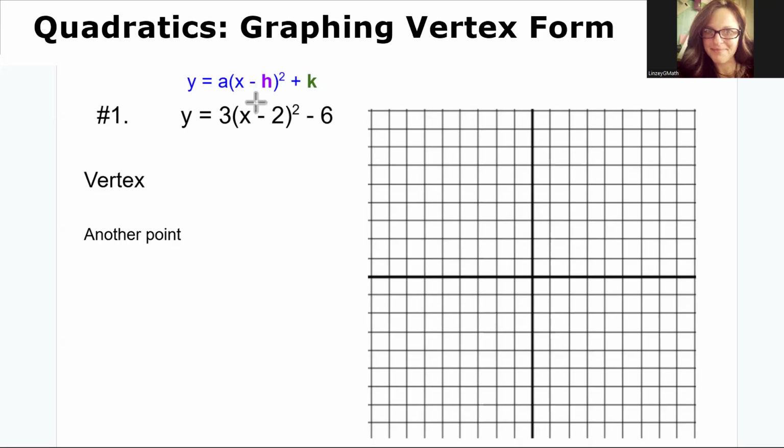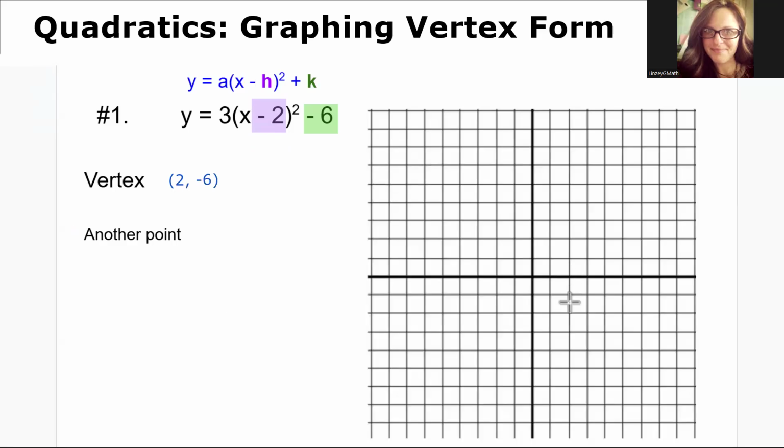We use the opposite sign of h, shifted to the right 2, and then k, our vertical shift, is -6. Our vertex is 2, -6. Let's graph it.